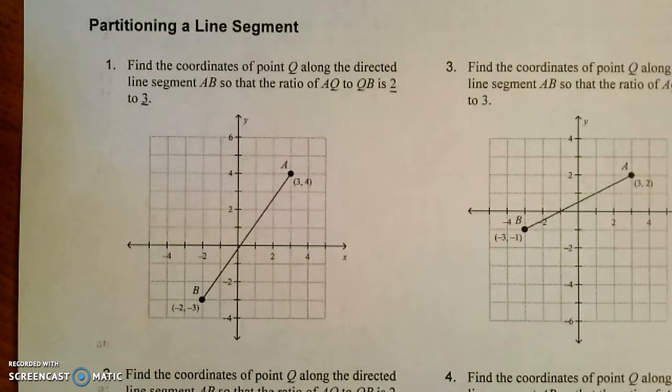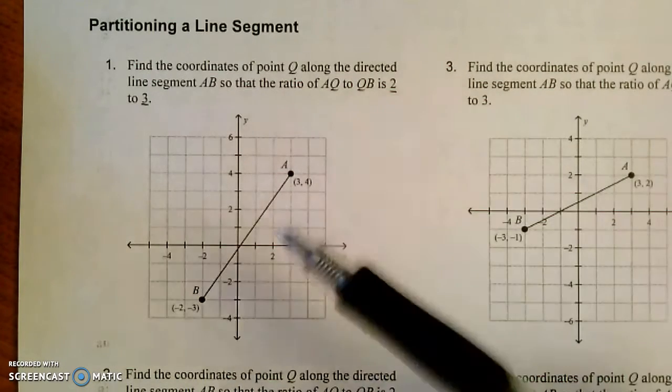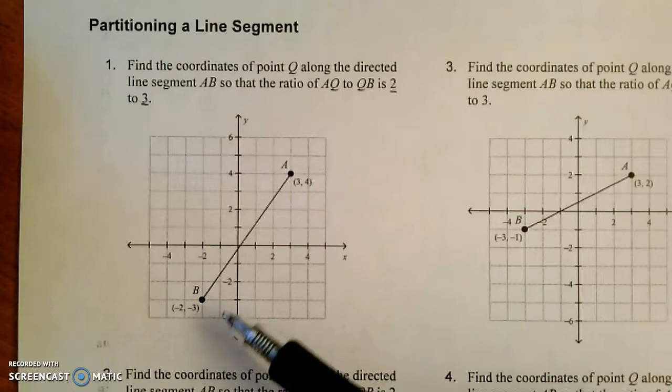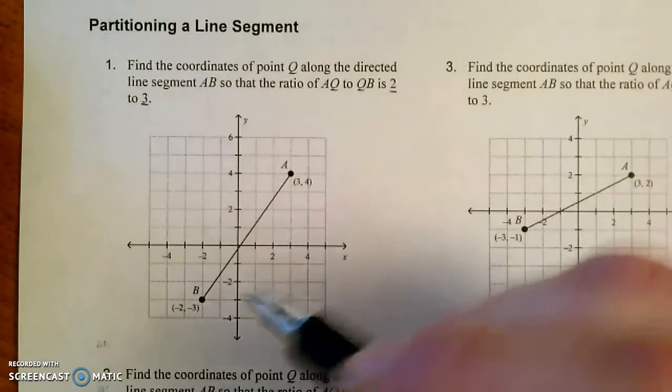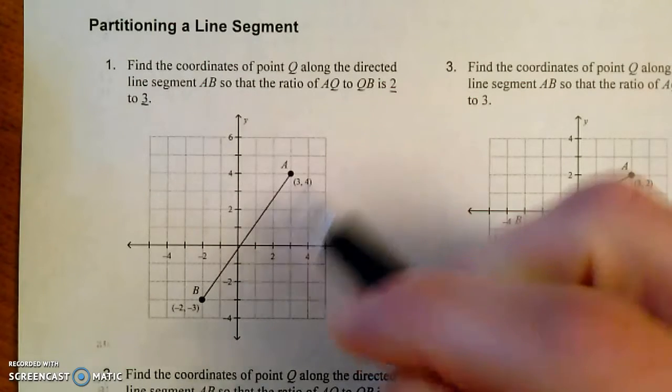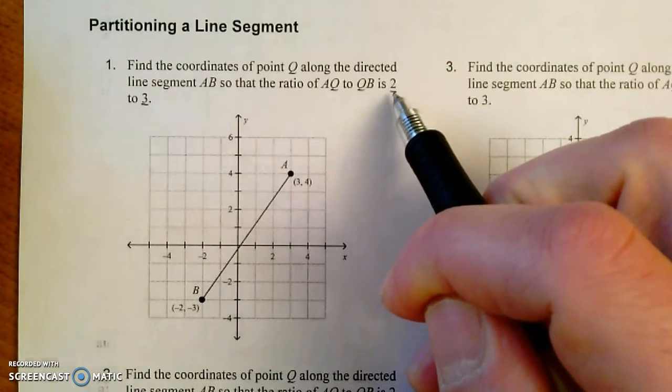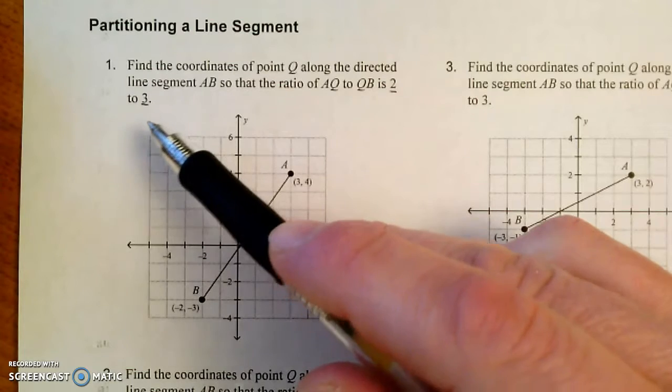All right, welcome to partitioning a line segment. In this video, we are going to be, surprise, surprise, partitioning a line segment. We have this line segment here. We're going to partition it, meaning we're going to break it into smaller pieces, so that those two pieces have a ratio, their lengths have a ratio of 2 to 3.